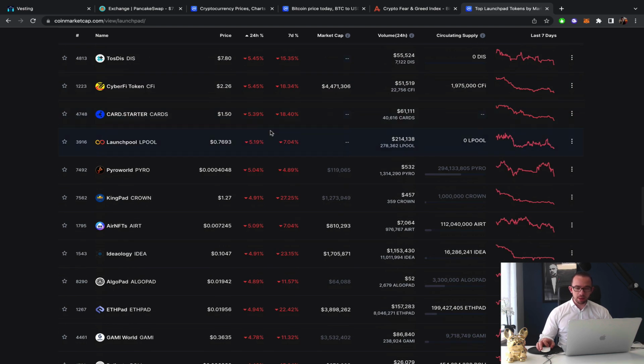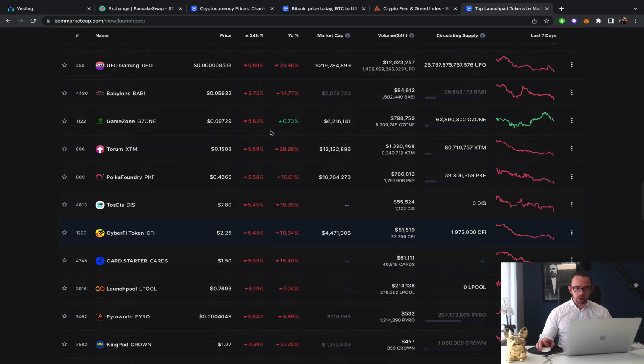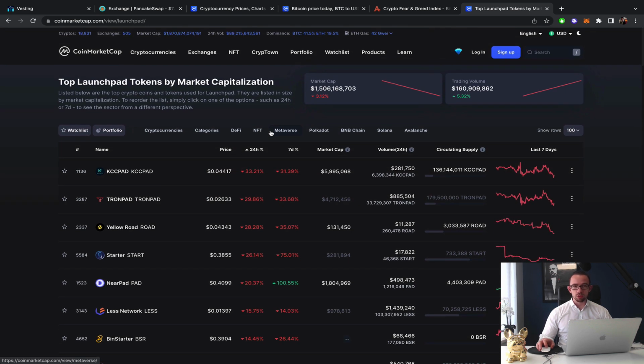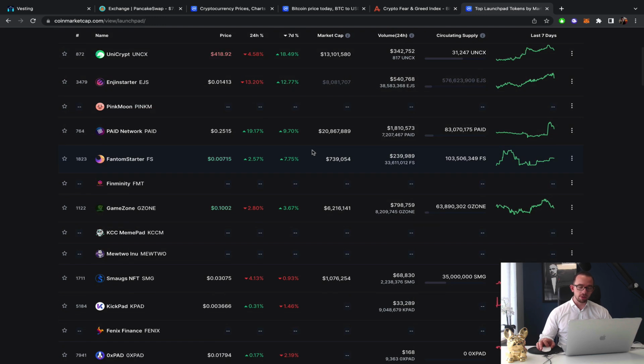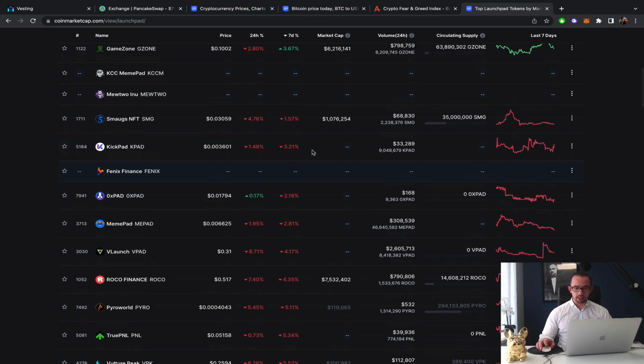Because we all know in a bearish market, as soon as Bitcoin goes down, all the launch pads go down. If Bitcoin goes up, all the launch pads pump, right? Because the launch pads relative to the projects that they launch are directly correlated with the market sentiment. So if the market sentiment is good, the launchpads do well. If the market sentiment is bad, bearish, the launchpads are suffering. And that's what we can see.